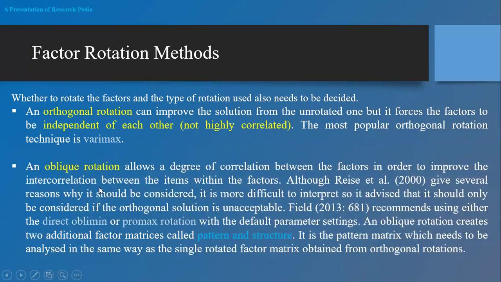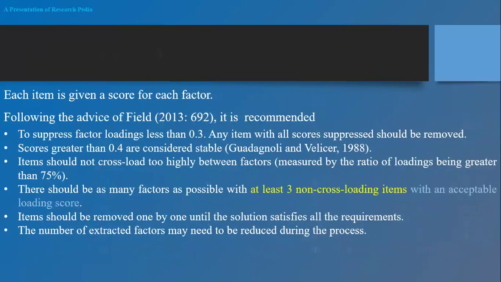The second technique for factor rotation is oblique rotation. It allows a degree of correlation between the factors. So whenever there is a correlation between the factors that you are using for EFA, then you are going to use oblique rotation. This is basically the simple concept.